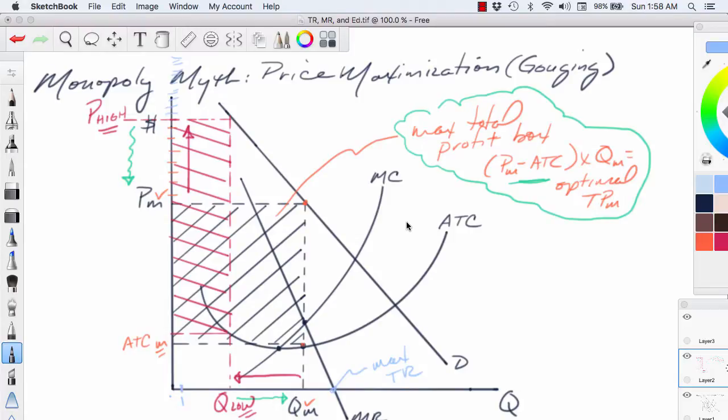So again, this modeling is a relatively straightforward way to see that the goal of the firm, the goal of the monopoly, is not to maximize price. Even though it has absolute price making ability, its goal is not to maximize price, its goal is to maximize total profit. All right, so enough said.